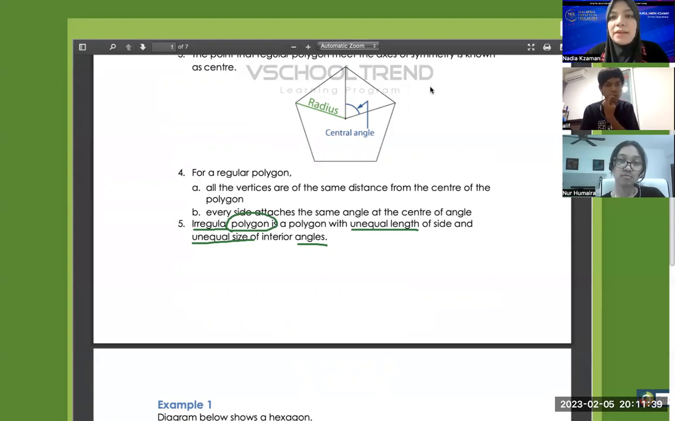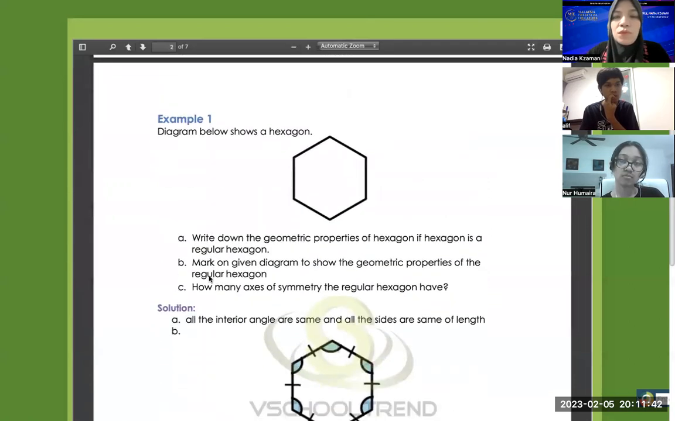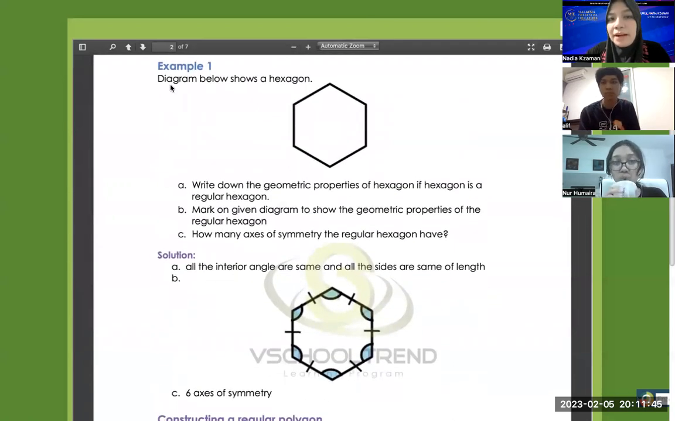So we are going to look at the first example. This is a diagram showing a hexagon. The first question asks to write down the geometric properties of a hexagon if it is a regular hexagon. So what you need to do is identify the angle, the length, and the axes of symmetry. Here, it says that the interior angles are all the same and all the sides are the same length.